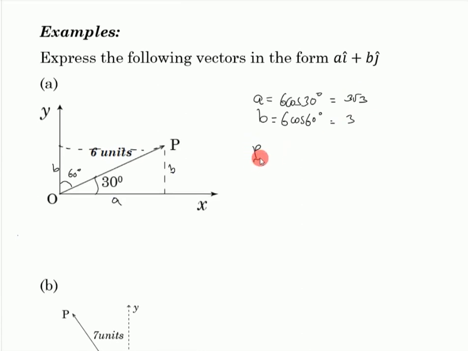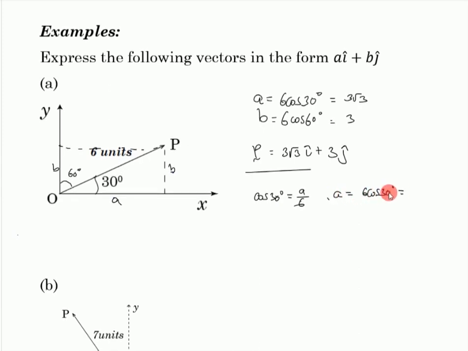That means that the vector P is equal to, they said A, so this is 3 root 3 i plus 3 j. But I can also say that cosine of 30 is equal to adjacent over hypotenuse, which is a over 6, because OP is 6, and I have that a is equal to 6 cosine of 30, which shall still give me 3 root 3.